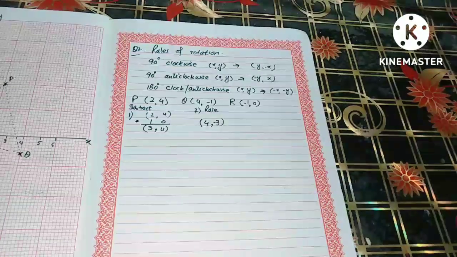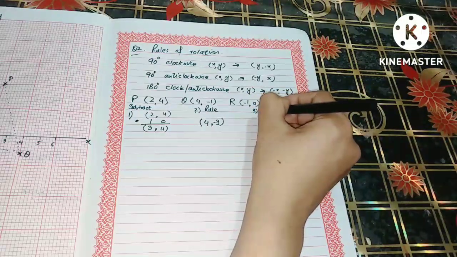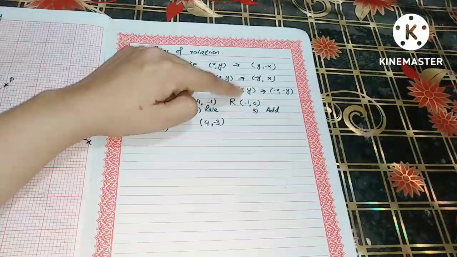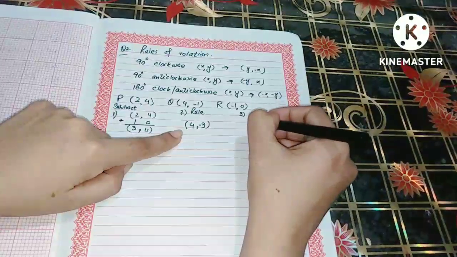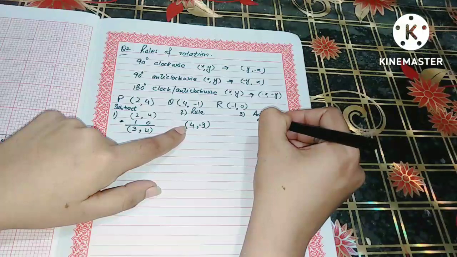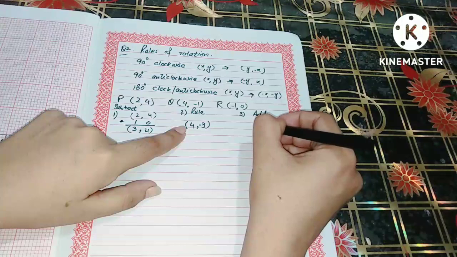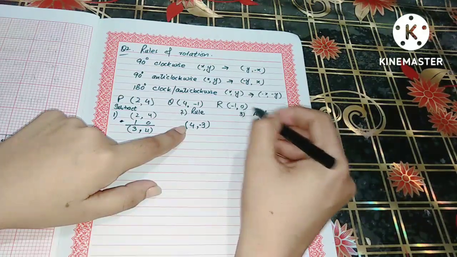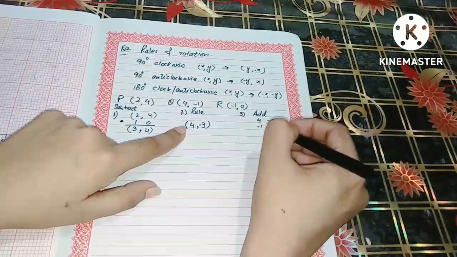Now the third step is you have to add this point. You are rotating about this point, so you have to add this point back. So what will you get when you add it? (4, -3). Since you are adding, the signs remain the same: plus -1, plus 0.